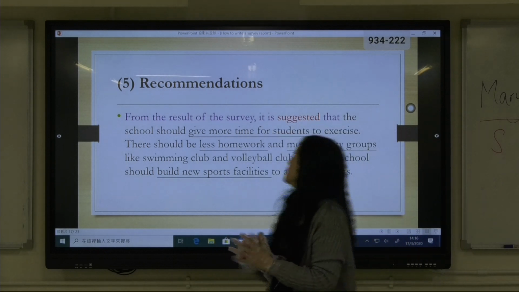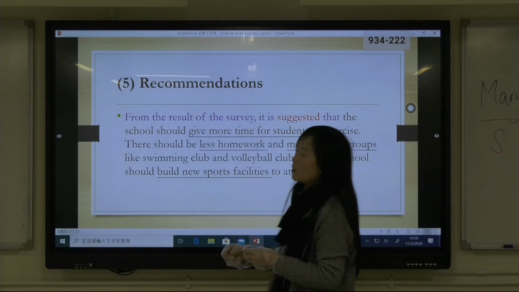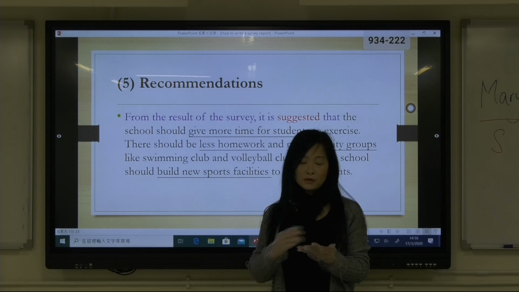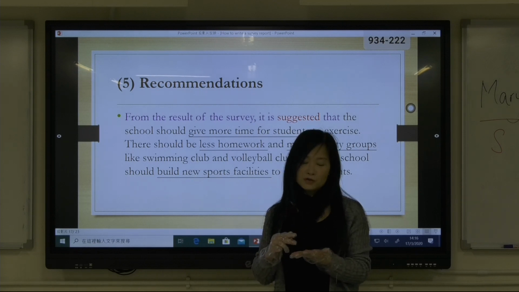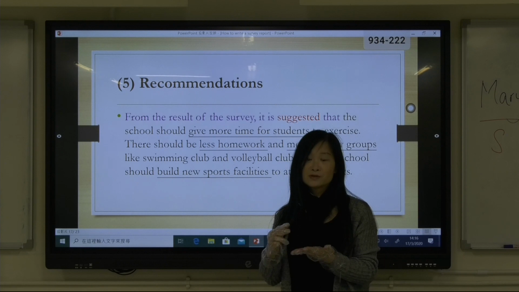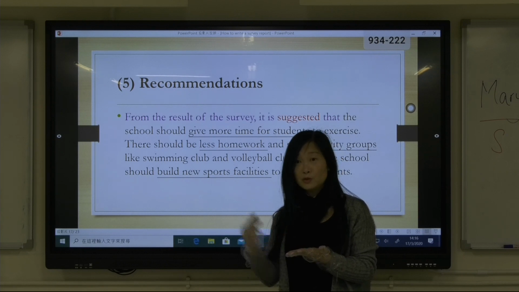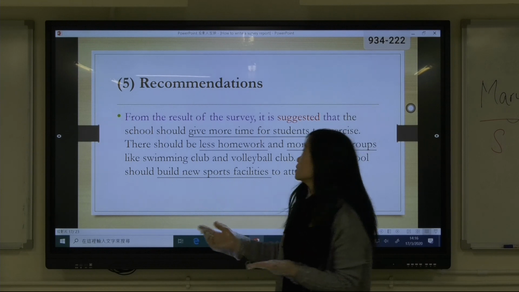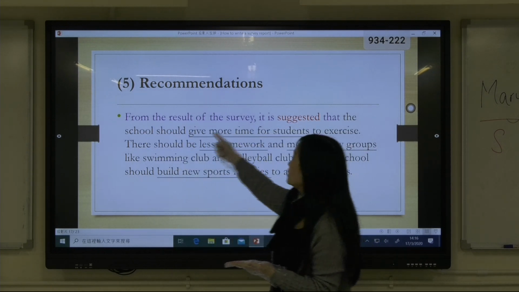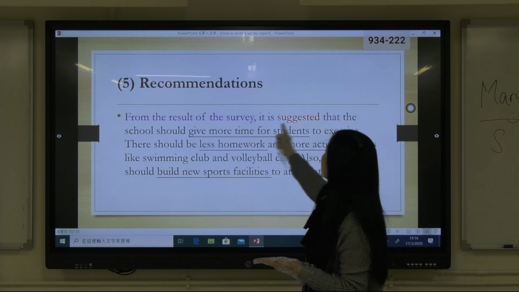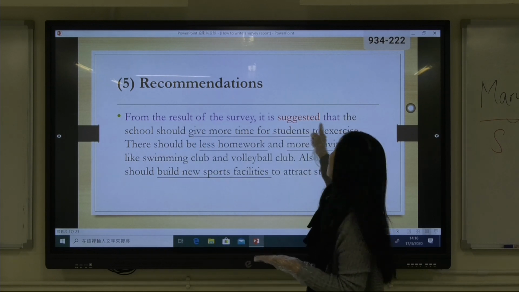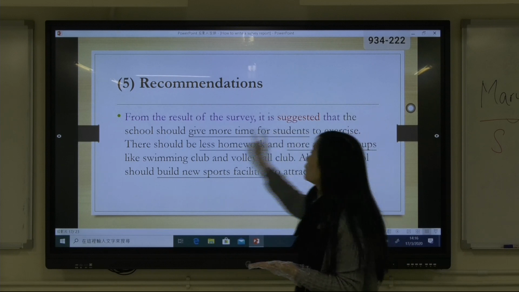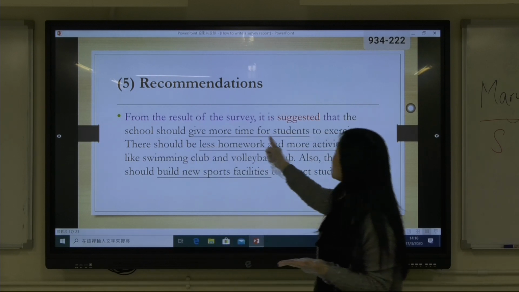So from the conclusions and the results, we go to recommendations, suggestions. So what should you do after looking at all those points? Oh, students don't have enough time. Oh, students don't use the facilities of the school, so we must change. We must give something new to the situation. So this is the suggestion and recommendation. So from the results of the survey, now you can say it this way: it is suggested, or it is recommended that the school should give more time for students.